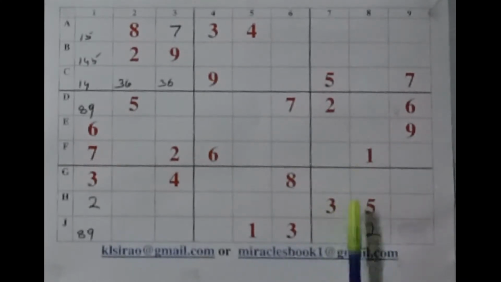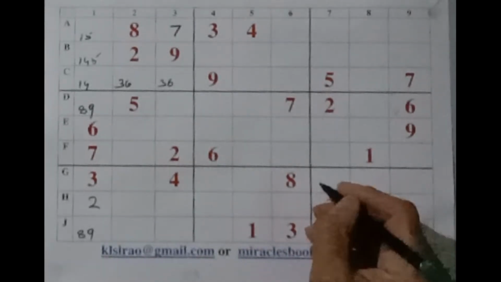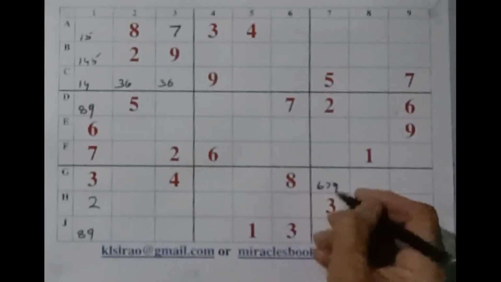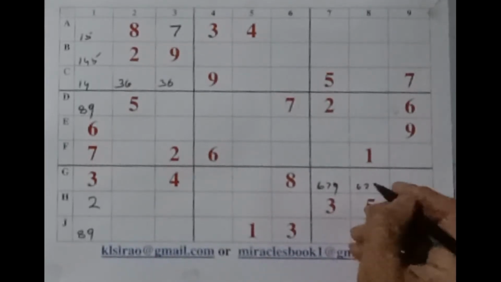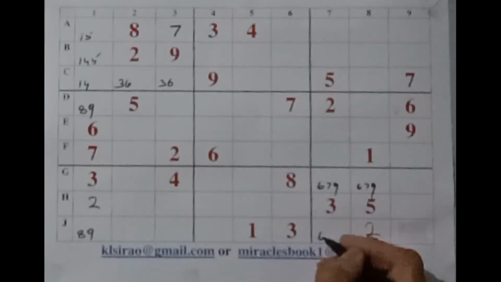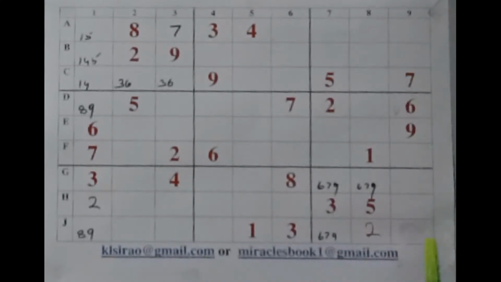6, 7 and 9, these three places. We have no cross checks in both directions. Let us write all three numbers. 6, 7, 9. Okay. Now what about these three cells?